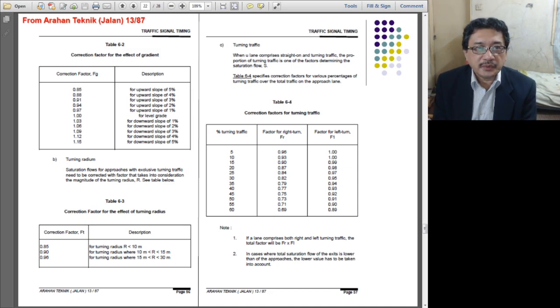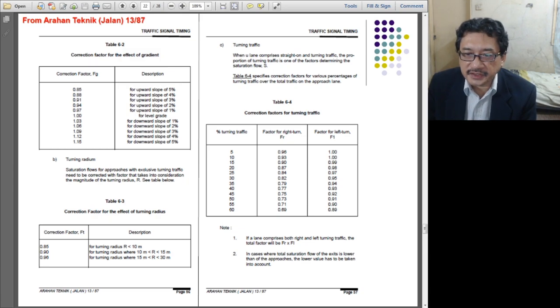For example, table 6.2 shows the correction factor for the effect of gradient, which is FG. Table 6.3 shows the correction factor for the effect of turning radius, FT, while table 6.4 also shows the correction factors for turning traffic in terms of the percentages.